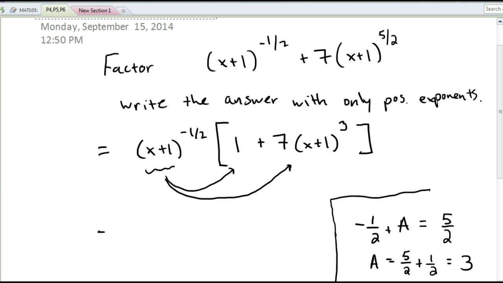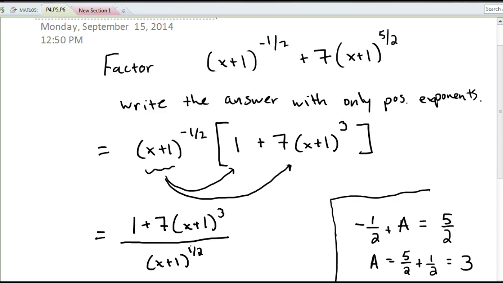There's just one more step, because right now that power is negative. So what we're going to do is write the big thing in brackets on top, 1 plus 7 (x plus 1) to the third. And then on the bottom, we're going to divide everything by (x plus 1) to the positive 1/2 power, because when you put it on the bottom, the exponent changes signs.